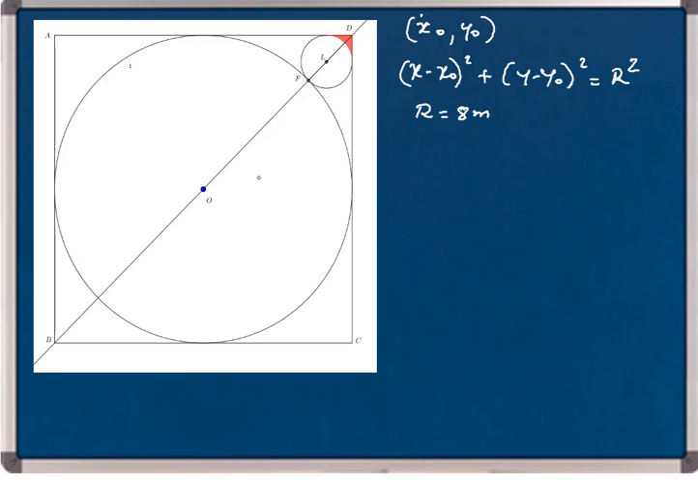Now, we notice that it is centered at (0, 0). So x0 is 0 and y0 is 0. We can just say that (x minus 0) squared plus (y minus 0) squared is equal to 8 squared. We can calculate this and find that the final equation is x squared plus y squared is equal to 64. This is the equation of our circle.